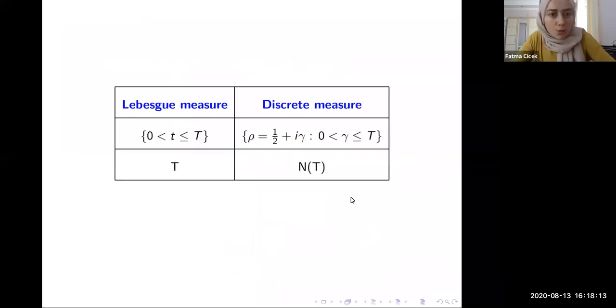And the similarity is that in the continuous case, of course, we just use the Lebesgue measure, and now we will use the discrete measure. The whole set has measure t, and now the whole set will have measure N(t), the number of zeros with height up to t.